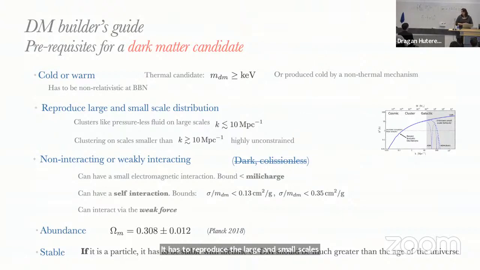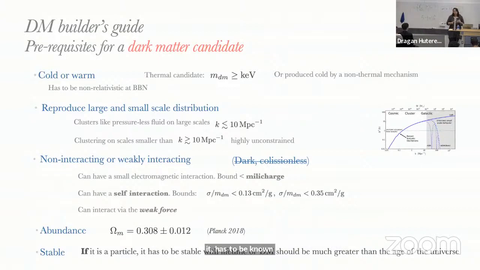And again, remember the power spectrum. We measure the power spectrum quite well until something around 10 to 20 megaparsec inverse. And that is really well measured with a lot of precision. Besides that, on nonlinear scales, we observe galaxies, we observe profiles of how the dark matter behaves in halos and everything. So dark matter has to follow this distribution on large and small scales. Although the small scales are highly unconstrained, and we have a lot of freedom to play around with models of dark matter there. It has to be non-interacting or just weakly interacting.